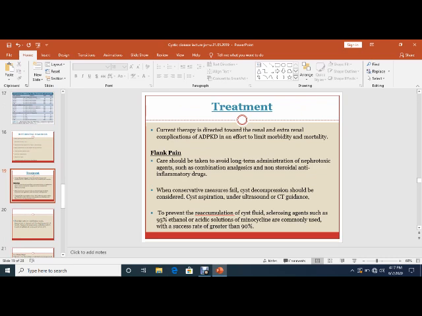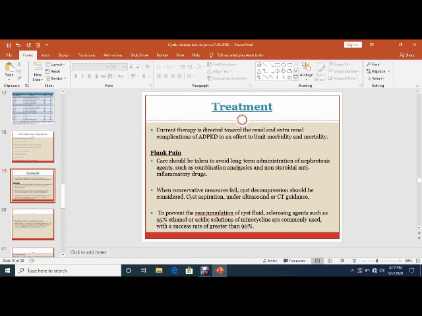Now treatment is symptomatic. It depends upon the presentation of the patient. Most of the patients present in the outdoor OPD clinics. They can present with pain and urinary tract symptoms and sometimes hematuria or hypertension.